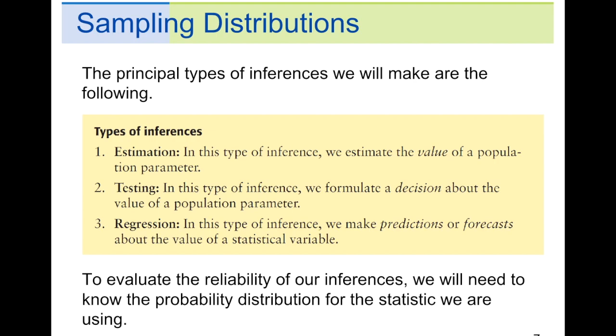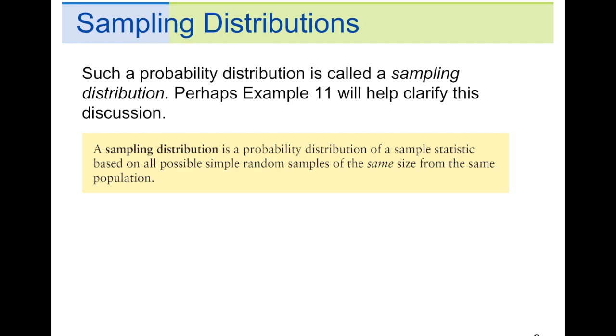To evaluate the reliability of our inferences, we will need to know the probability distribution for the statistic we are using. Such a probability distribution is called a sampling distribution. Perhaps example 11 will clarify this discussion. A sampling distribution is a probability distribution of a sample statistic based on all possible simple random samples of the same size from the same population.